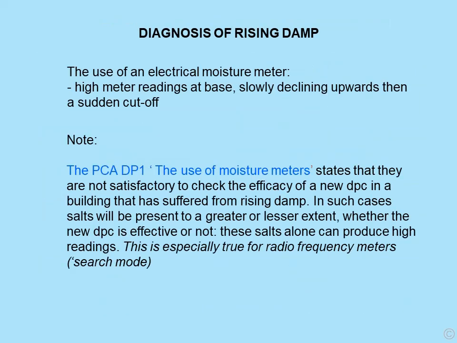So how do we diagnose rising damp? Well, we looked at some of this earlier on. Use of an electrical moisture meter: high meter readings at the base, slowly declining upwards, and the sudden cut-off. There's quite a nice note in the Property Care Association's DP1 use of moisture meter, which states it's not satisfactory to check the performance of a new damp-proof course in a building that has suffered from rising damp. In such cases, salts will be present to a greater or lesser extent, whether the new DPC is effective or not. These salts alone can produce high readings. Well, fundamentally, they shouldn't do if you've got a decent dry lining or replastering system.